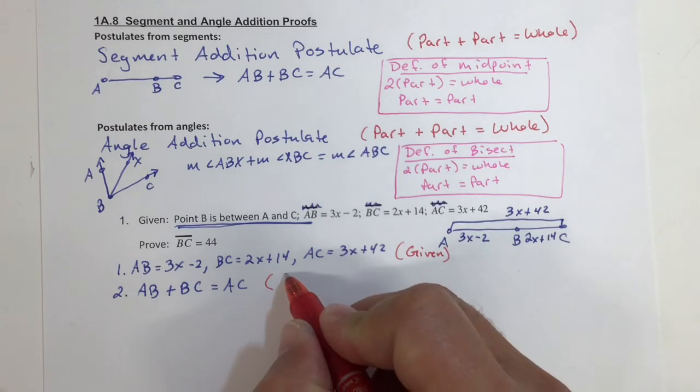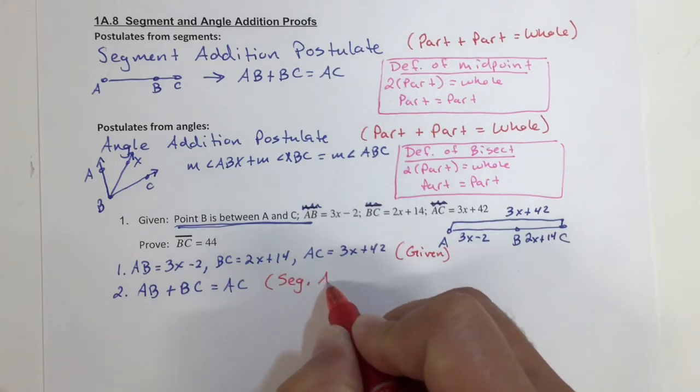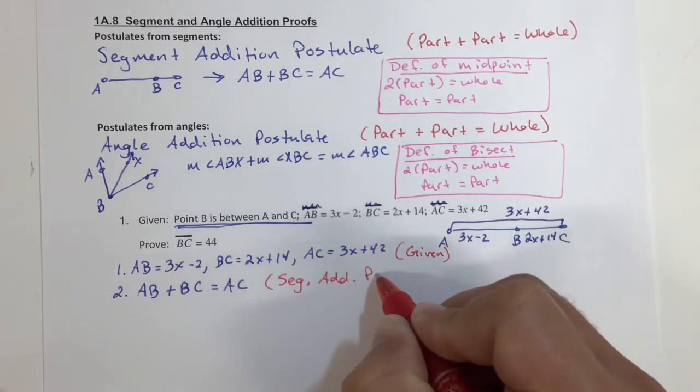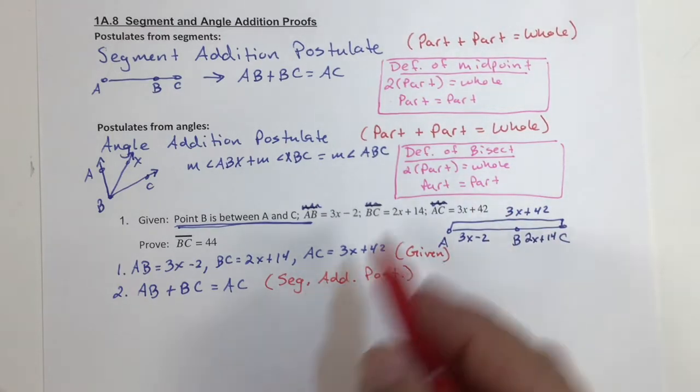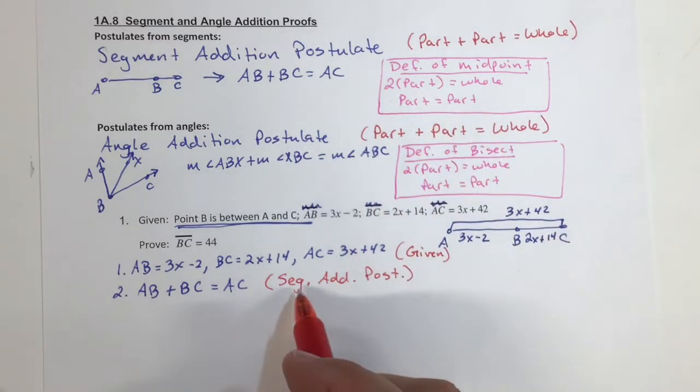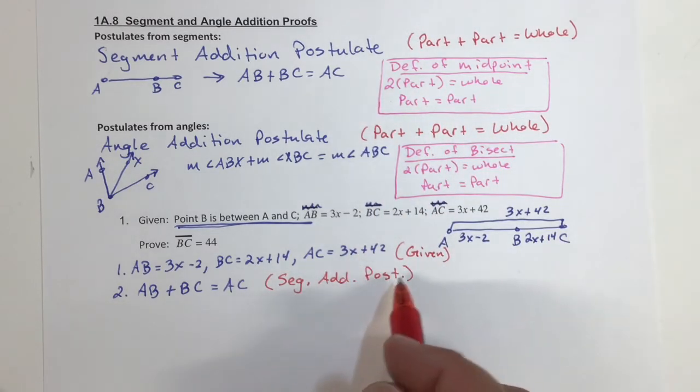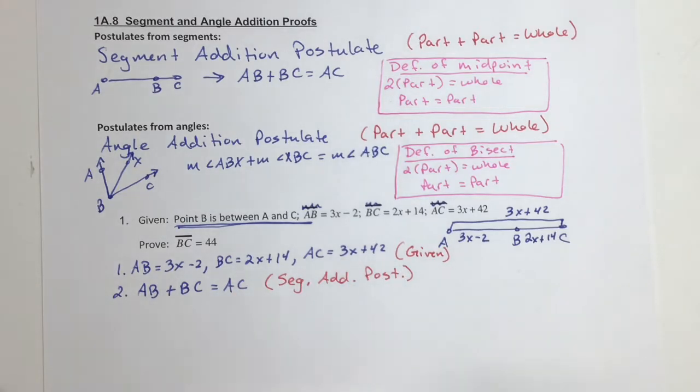So we're going to abbreviate that as seg add post for postulate. All right? Now, if you wrote part plus part equals whole, that would probably be okay if you can't remember this, but let's try and remember that that becomes segment addition postulate as the reason for your proof.